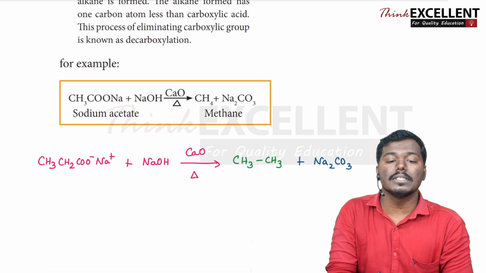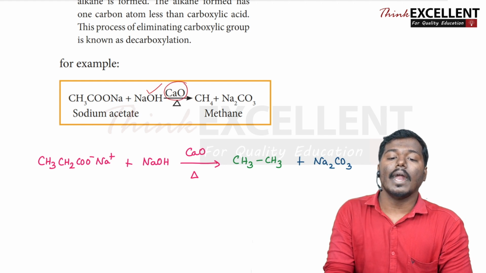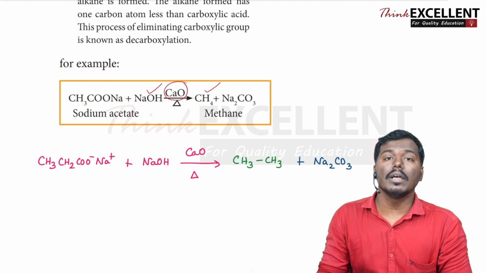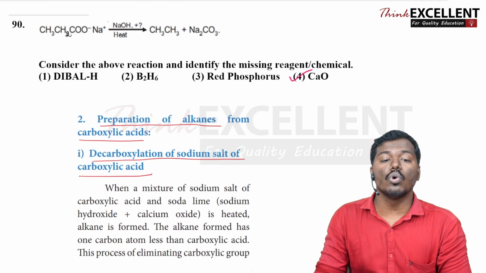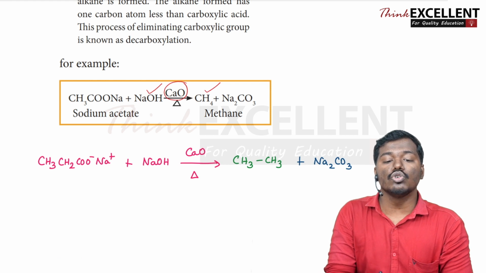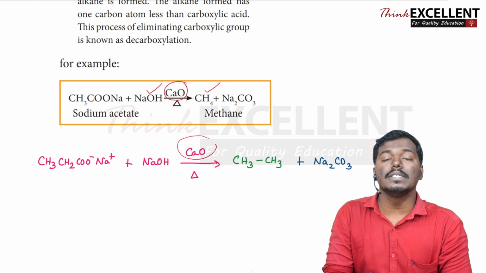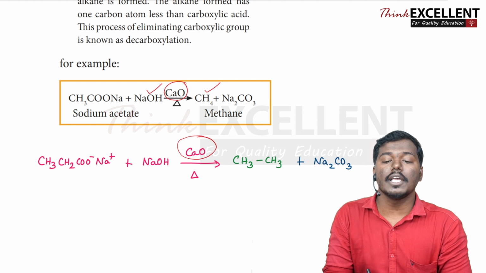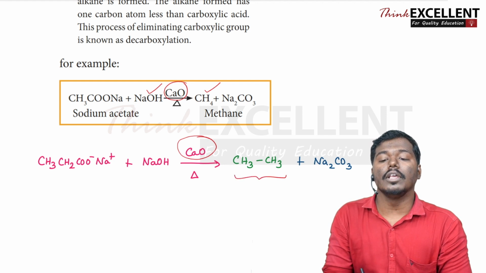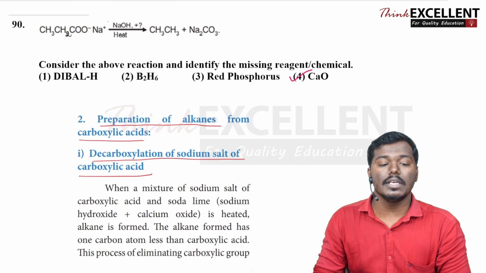Number book la sodium acetate use pannirukkanga, that is in presence of sodium hydroxide and calcium oxide. You can see that it is forming methane. But நம்மளுக்கு பாத்தீங்கன்னா, it is given with the sodium propionate. It has CH3CH2COO⁻Na⁺ when it is reacting with NaOH in presence of, this is the missing reagent, that is calcium oxide. So it forms the ethane molecule along with sodium carbonate. So the missing reagent is calcium oxide.